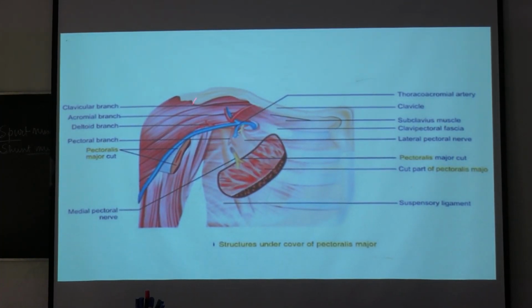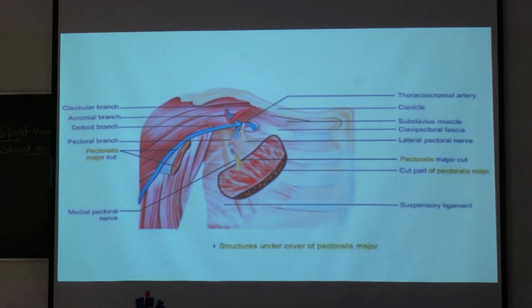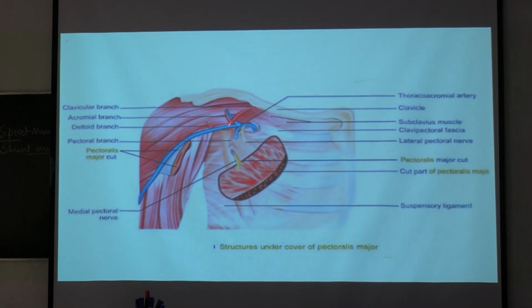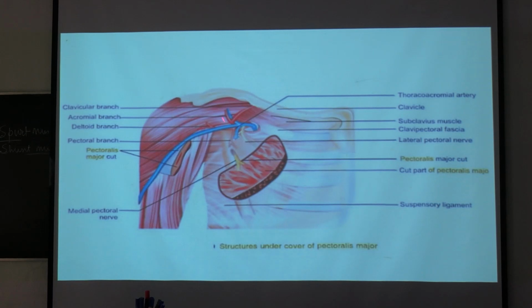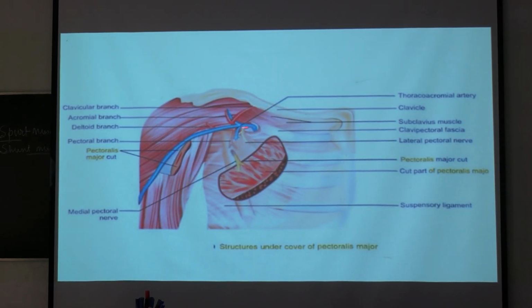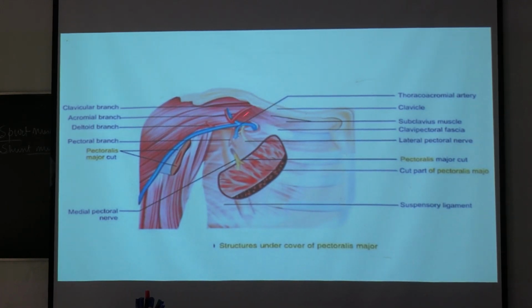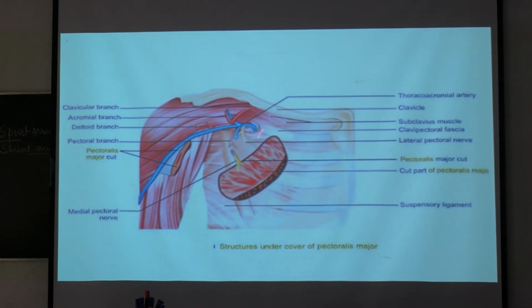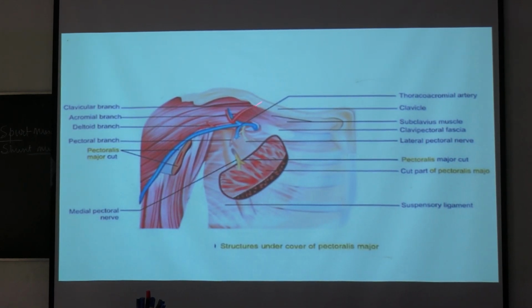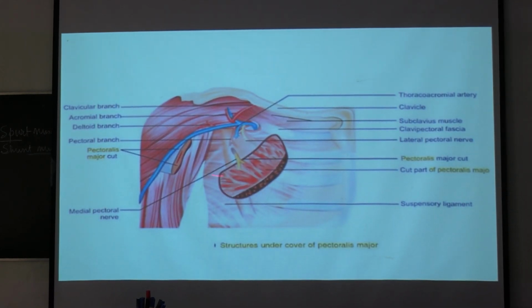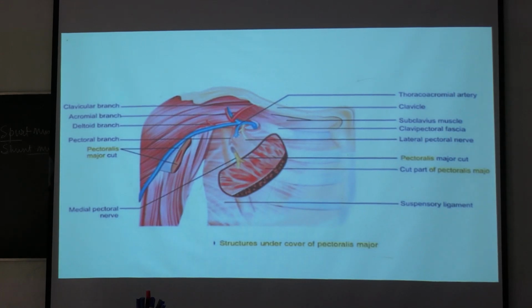You have seen this in the previous picture. This is the lateral pectoral nerve and this is the thoracoacromial artery and its branches. The acromial branch, and the deltoid branch lying in the deltopectoral groove along with the cephalic vein, and this is the clavicular branch going towards the clavicle, and another is the pectoral branch supplying the pectoral muscle. So these are the four branches of the thoracoacromial artery: deltoid, pectoral, acromial, and clavicular.